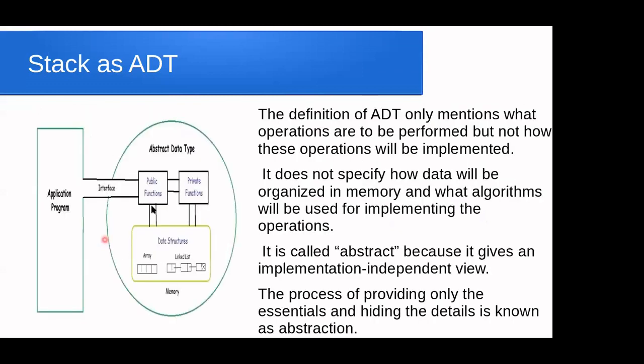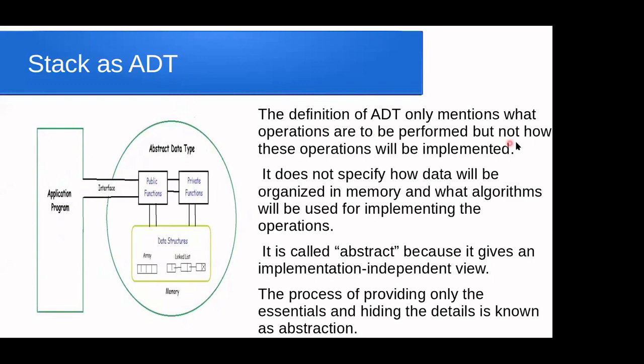See here, we have a data structure and public functions. We are writing many public functions, and we are writing private functions, and the application program uses them through the interface. That is what an abstract data type is. The abstract data type has private functions, public functions and a data structure. These operations are performed by the application program, and these entire things are hidden inside. Hiding means it is abstract.